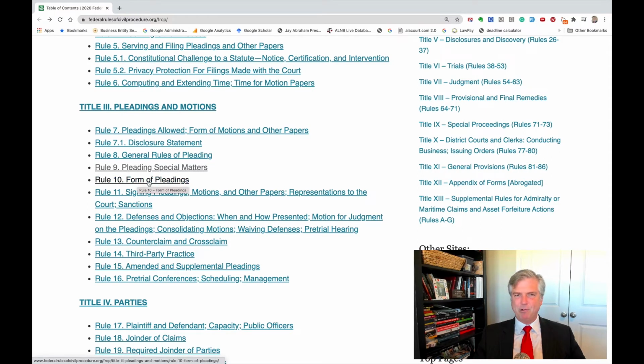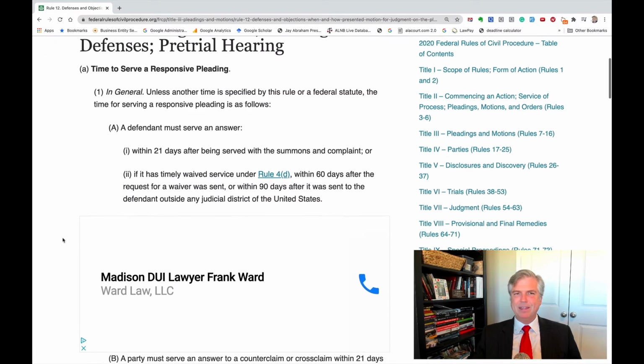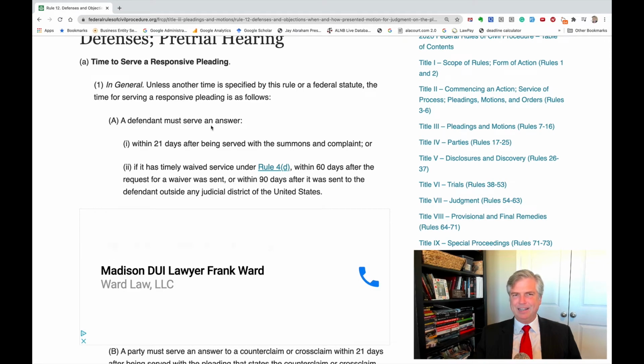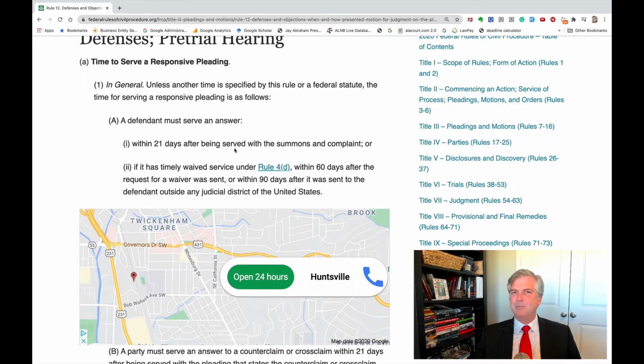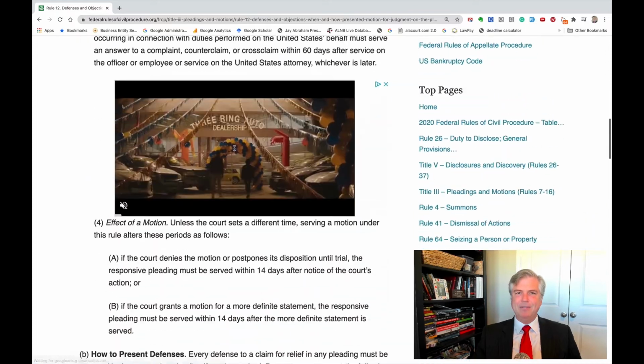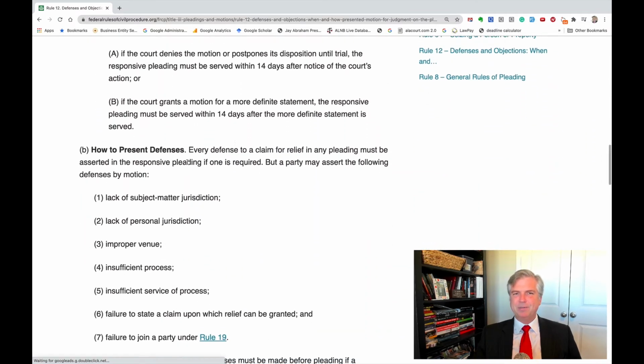And then here's the form of the pleadings. Rule 11 is basically you can't say something that's false or untrue, or you can be sanctioned for that. Rule 12, this is a big one. These are defenses. So this gives us the deadline. This is going to be different in state court, but in federal court, it's 21 days after being served. And then we have, here are some defenses.